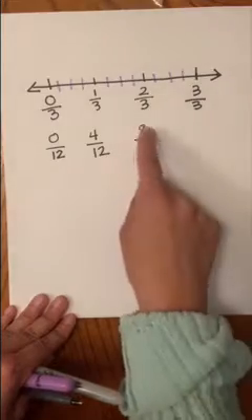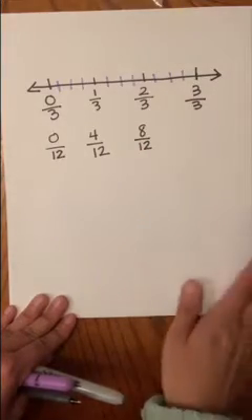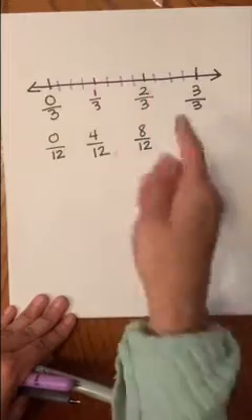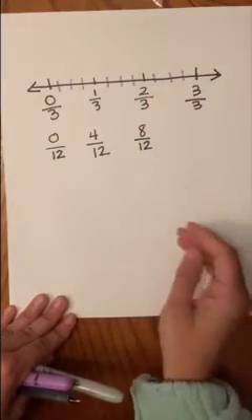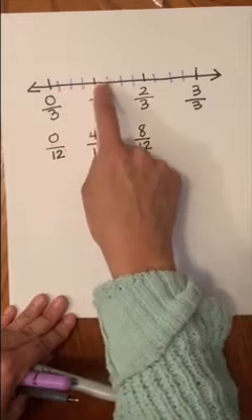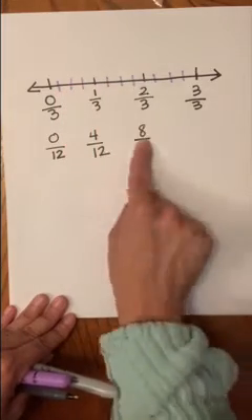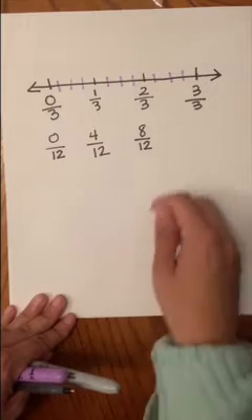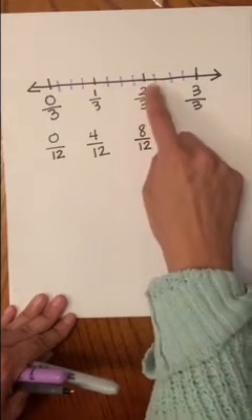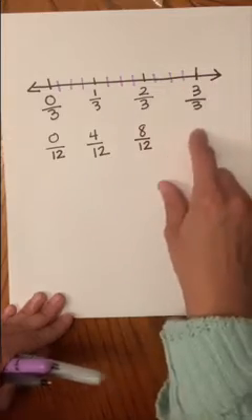Got it? 8/12. Wait, where did Miss Martinez get those 8/12? Oh, that's right. After she decomposed, she's counting the 12ths now. 1, 2, 3, 4, 5, 6, 7, 8. Oh, got it. That's where she got it from. Now, 8, 9, 10, 11, 12, right?